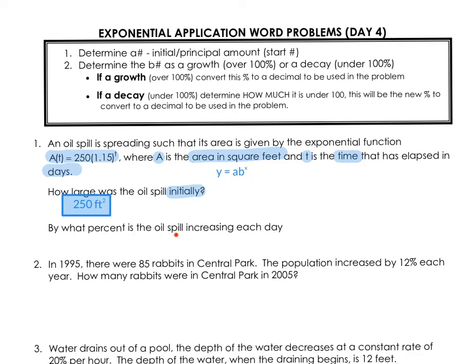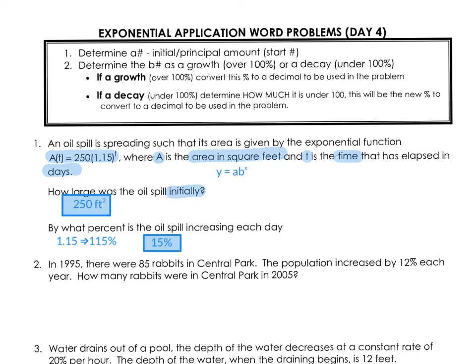By what percent is the oil spill increasing each day? Well, if we think about this 1 and 15/100ths, what does that mean as a percent? If I move the decimal 2 places to the right, I'll have it as a percent. So 1.15 is 115%. Knowing that, it's a little easier to say, okay, how much over 100 is that? That's a 15% increase. That's 15% over 100%. If it's 100%, it's going to stay exactly the same, so any amount over that is how much it's increasing. Okay, let's look at the next one.